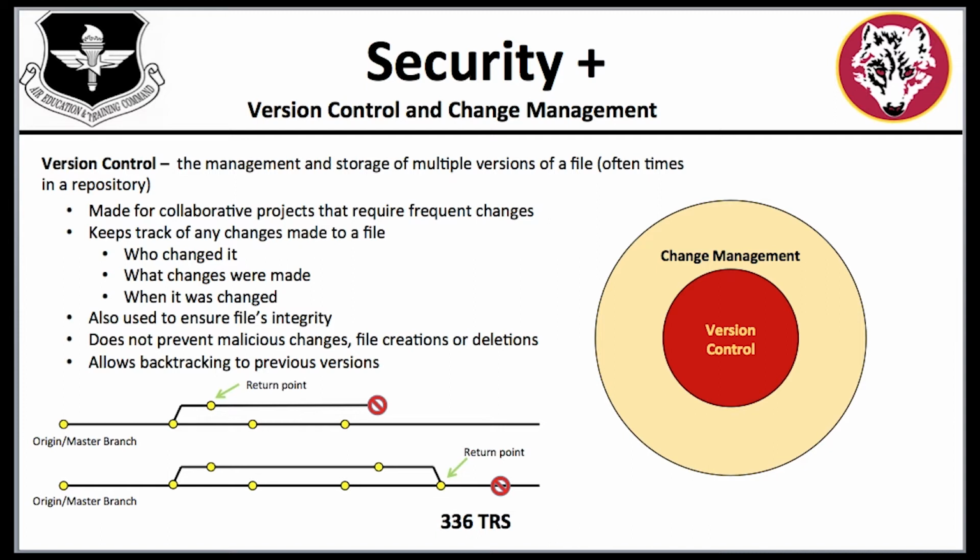Unfortunately, version control does not prevent any malicious changes, file creations, or deletions. However, any modifications made, including file creation and deletion, can be easily detected by version control. The change detection that is inherent in version control allows us to confirm the file's integrity, that is, that no unauthorized changes were ever made.